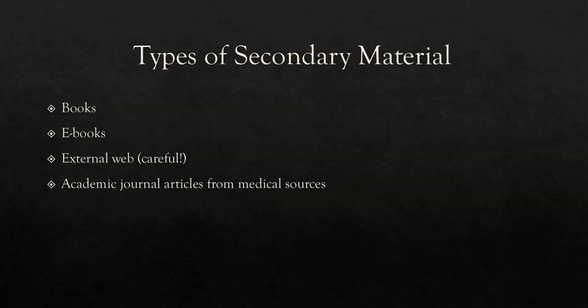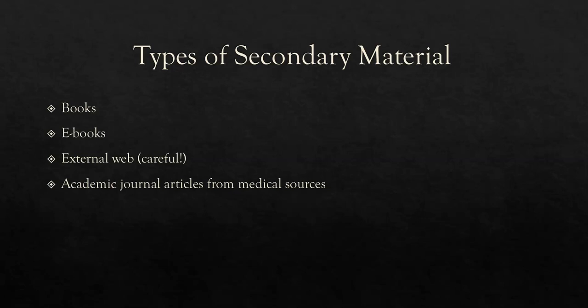There's all sorts of different types of secondary material out there. And when we talk about secondary material, we're talking about material that's been published for people in the field and for those that are interested in healthcare related topics. There's 4 big types, okay? The first would be traditional books. So books that are actually hard copy, printed out on paper, and that are published.